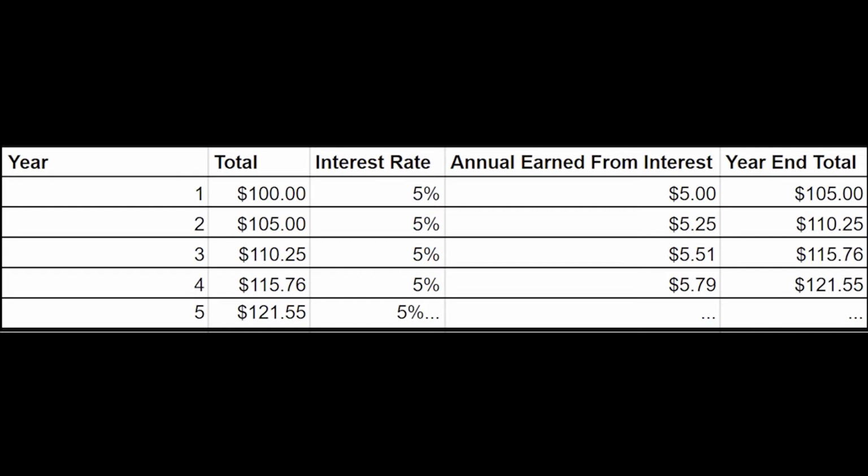So the next year, again, no new principal, you have $105. And again, interest is 5%. So now your accrued interest from that $105 is an additional $5.25, bringing our total to $110.25. So you can see how, as we continue, the total compound interest continues to grow over time.